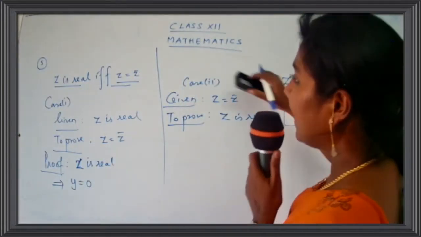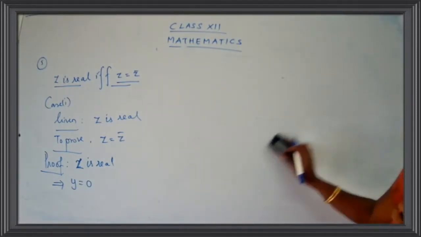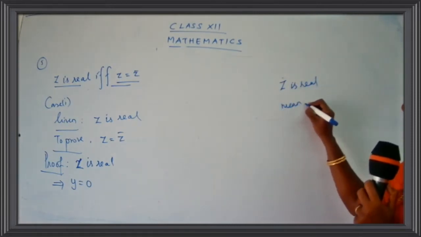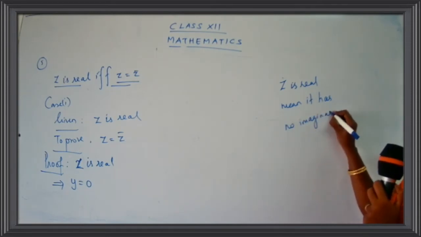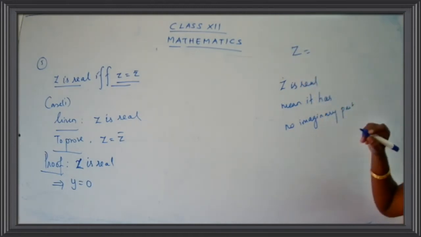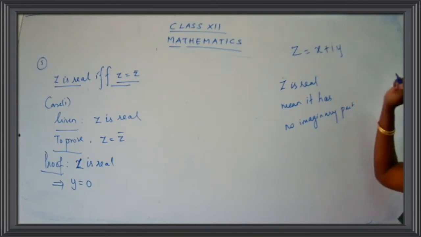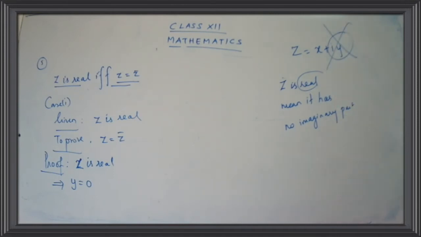Why have we taken Y as 0, children? Because the Z value is real. That means Z is real means what? Z is real means it has no imaginary part. Be clear, we have already seen in the definition, a complex number combines a real number and an imaginary part. So real means this part is missing. Which part is missing? The imaginary part is missing. That means the value for Y is taken as 0. That is what I have written over here.